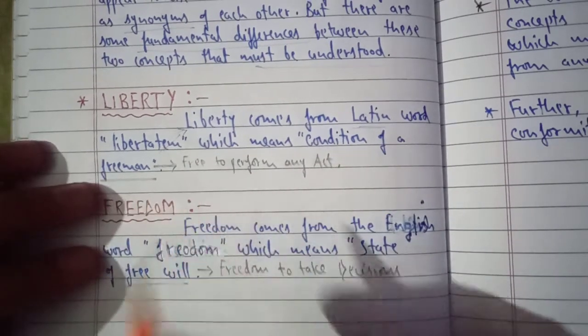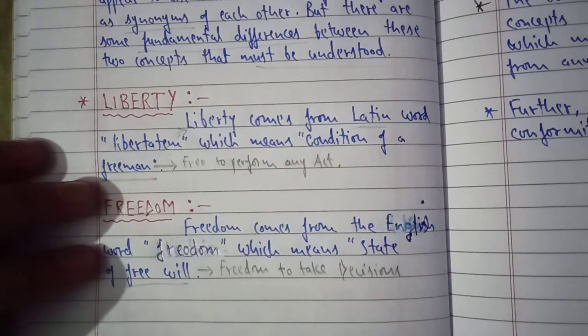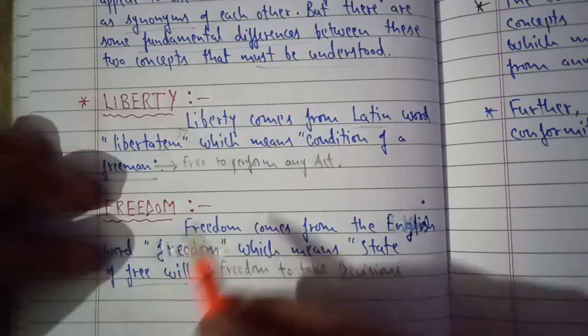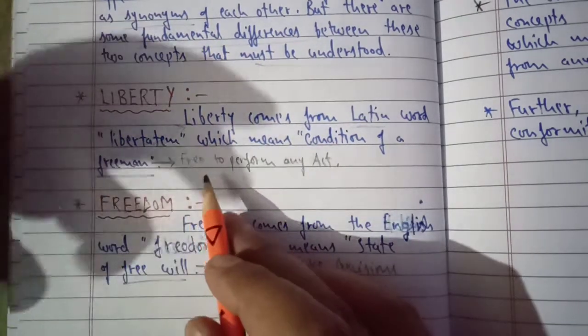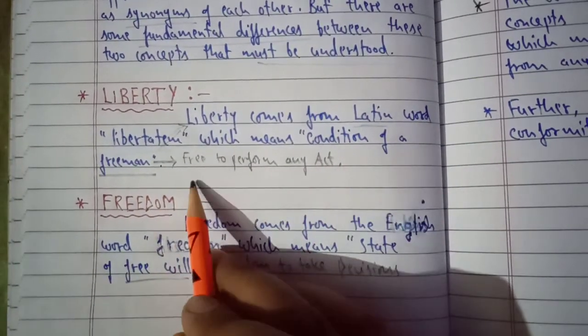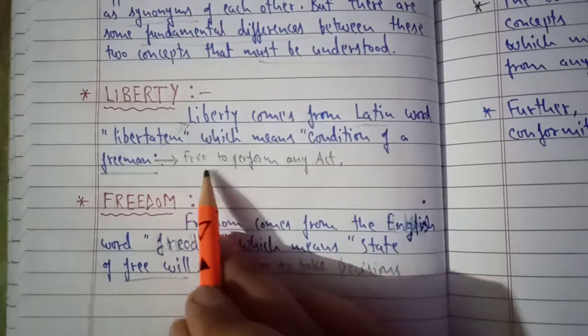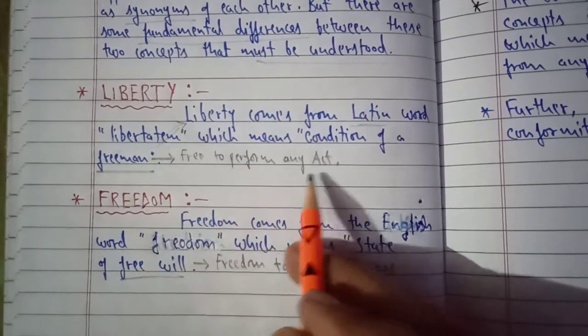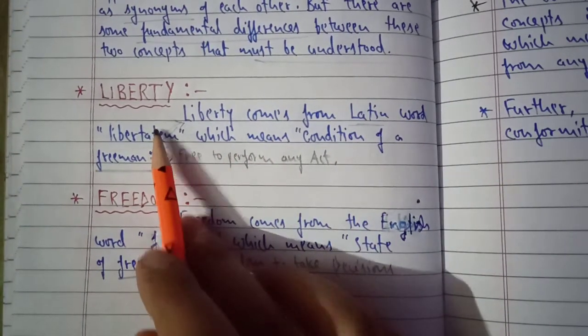When any person is free to do any act, perform any act, कोई भी काम या कार्य करने की फ्रीडम. When we have the freedom to do any work, we call it a free man. It means condition of a free man. So you have to remember this is the freedom to perform any act, that is called liberty.